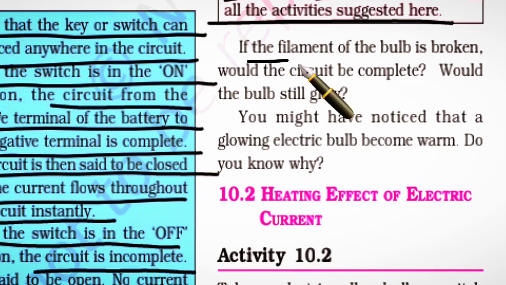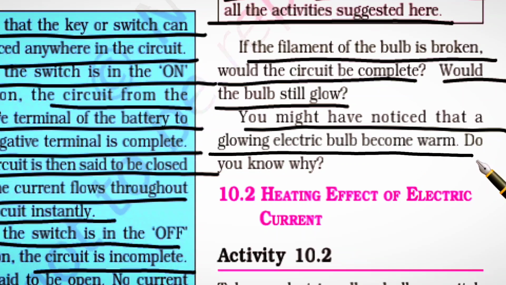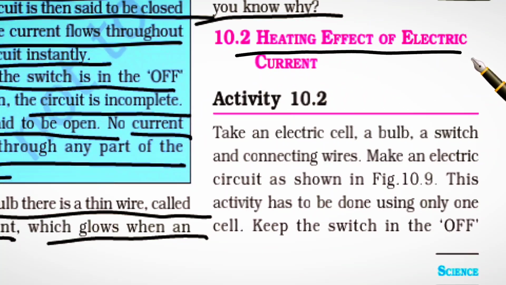If the filament of the bulb is broken, would the circuit be complete? Would the bulb still glow? You might have noticed that a glowing electric bulb becomes warm. Do you know why? 10.2 Heating effect of electric current.